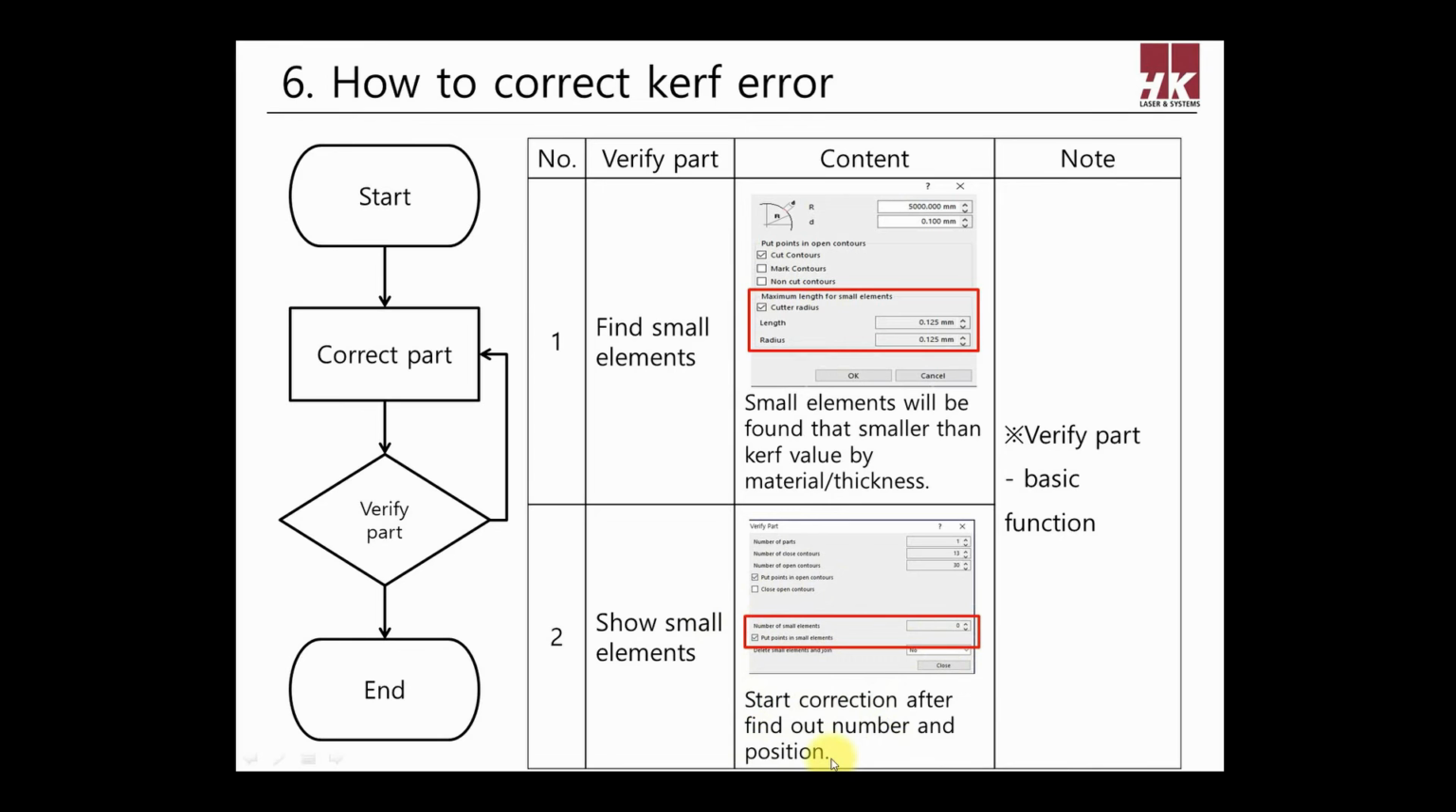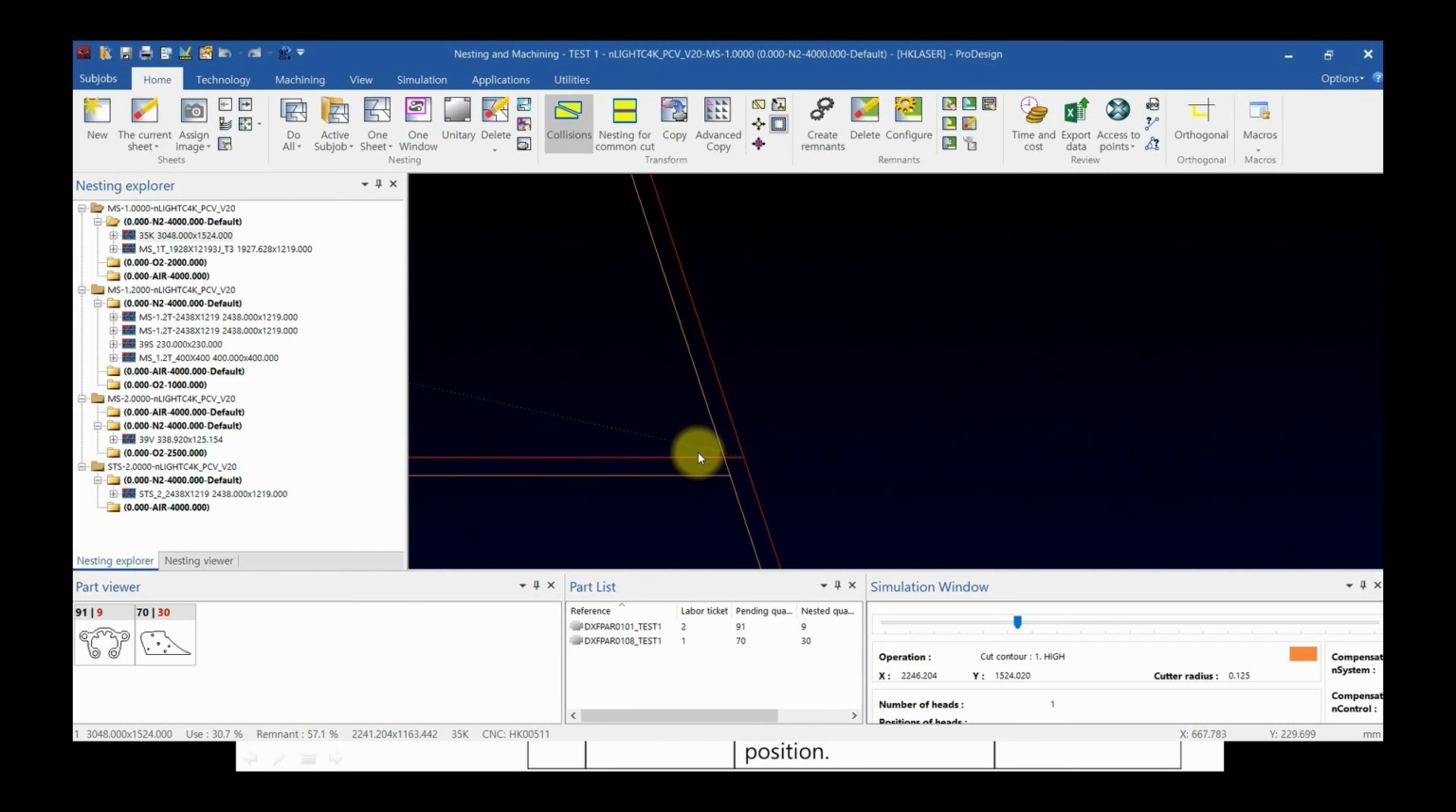Click cutter radius in maximum length. If small elements, then LANTEK will find all elements that are smaller than kerf. Eliminate all of them after that. Let's check the function of compensating in the program.